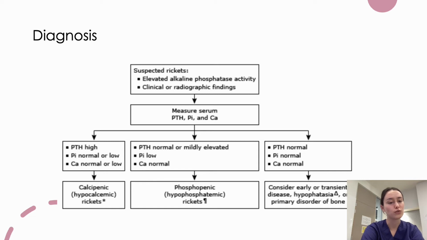And then if phosphate is normal or low, then we can see it's more of a calcipenic rickets. Whereas normal parathyroid hormone and normal calcium levels with low phosphate indicate a phosphopenic rickets. But if all of these are normal, we need to consider there's probably a different cause of the bone deformity, and that needs to be investigated further.